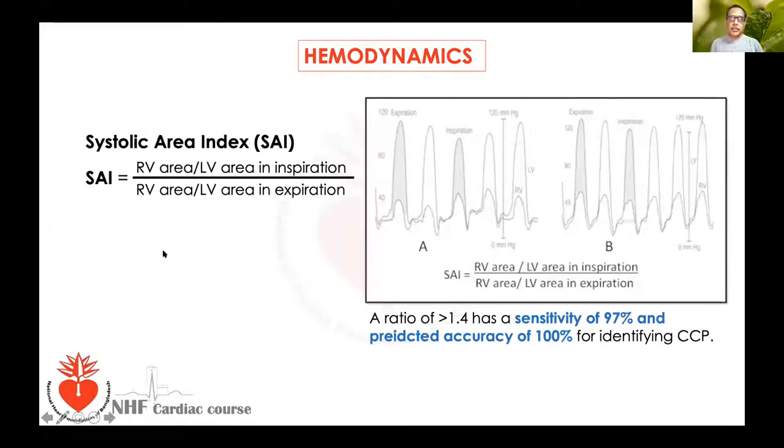This is the equation. Just remember the equation, it's very simple. They call it systolic area index. It's a ratio between RV area divided by LV area in inspiration, and RV area divided by LV area in expiration. This ratio is very important. You can see if the ratio is more than 1.4, it has a sensitivity of 97% and predictive accuracy of 100% for identifying constrictive pericarditis.